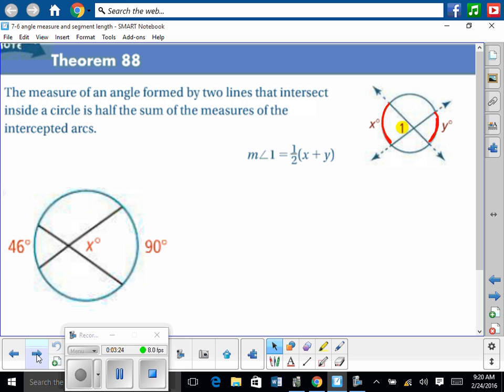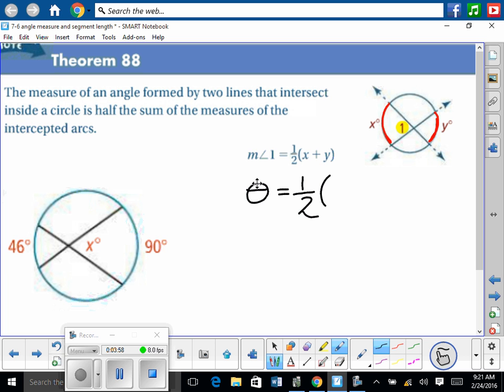So it says the measure of an angle formed by 2 lines that intersect inside of a circle. So we have these 2 lines that intersect inside the circle, and it creates this angle. It creates a couple angles, but we can find the angle by this formula. So the measure of angle 1 will be equal to half times arc length x plus arc length y. So I'm going to write that a little bit prettier. I'll just call angle 1 theta. So theta will be equal to 1/2 times arc 1 plus arc 2. So you're going to add up this arc plus this arc and divide it by 2, and that will equal that angle.